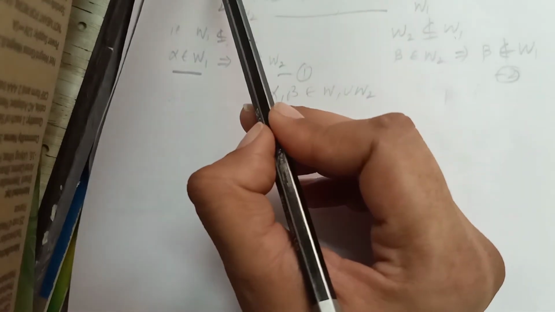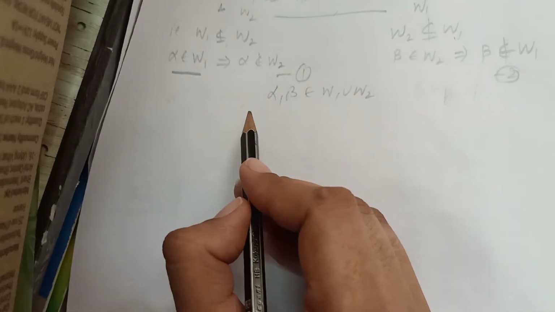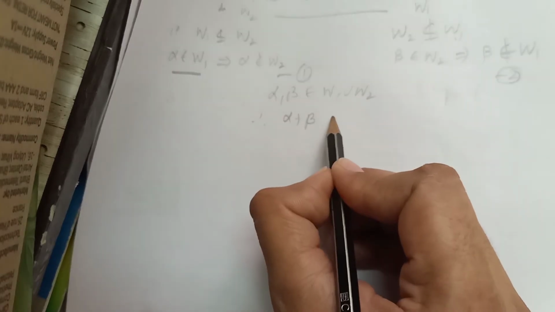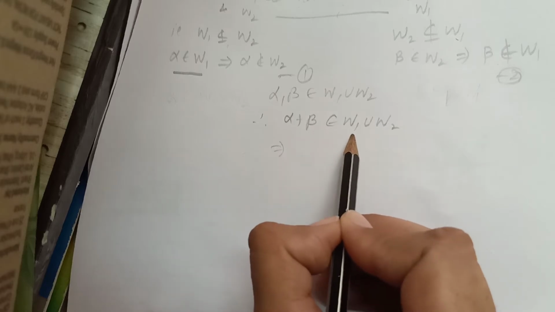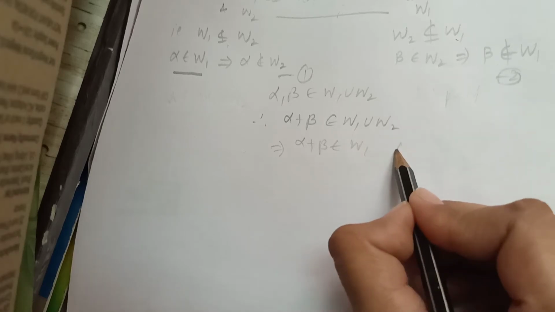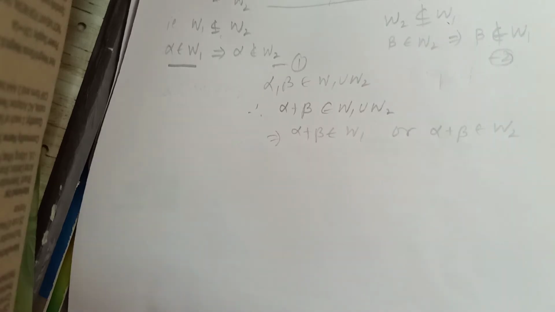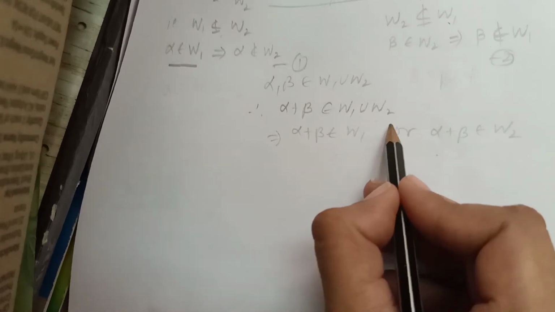Now we have assumed that W1 union W2 is a subspace. Therefore alpha plus beta has to be in this set. It means now if alpha plus beta is in the union, then alpha plus beta has to be in W1 or it has to be in W2. Only then it is there in the union. Otherwise it could not be in union if it is not there in any of the sets. So let us first discuss this case.